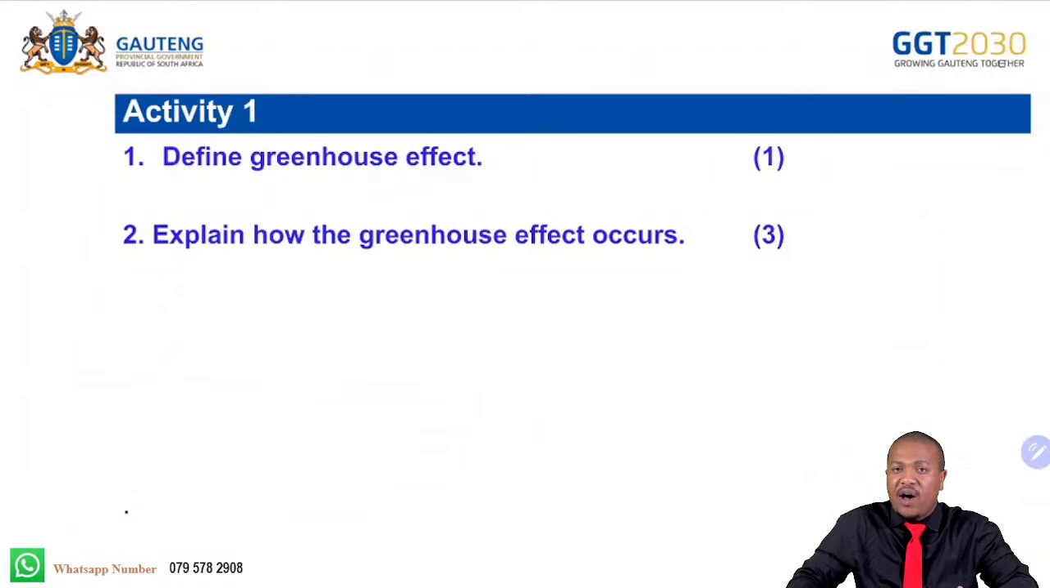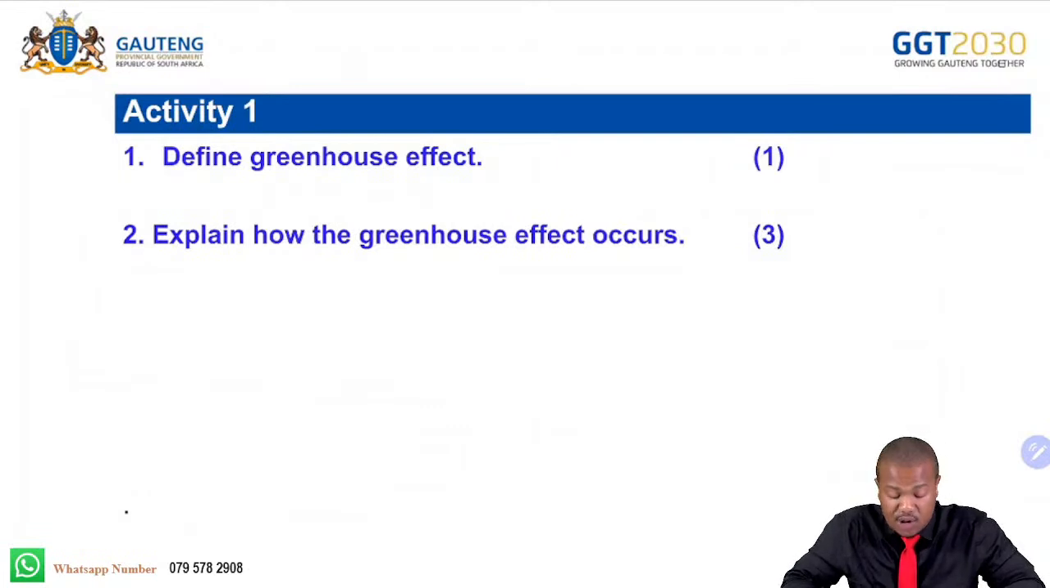To test how far we understand now. Number one says define greenhouse effect. Number two says explain how the greenhouse effect occurs, right? So I'm going to give you 4 minutes for this activity. Then after that, we shall mark together.